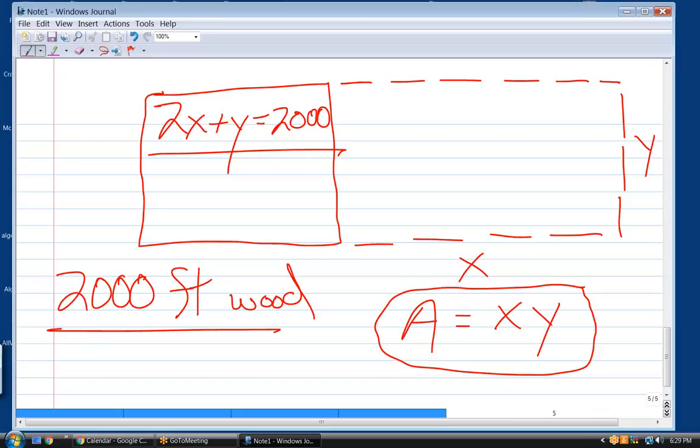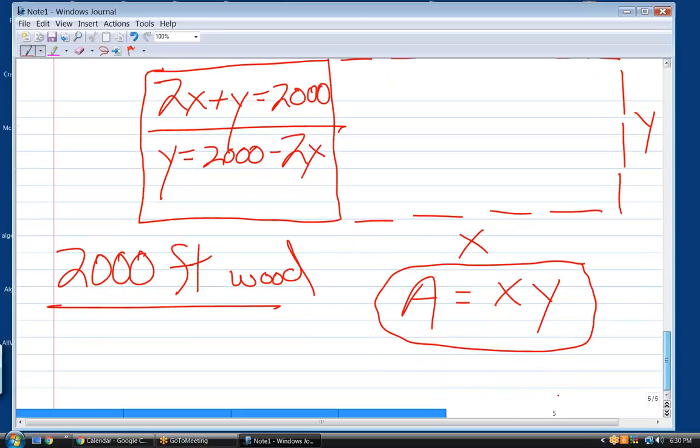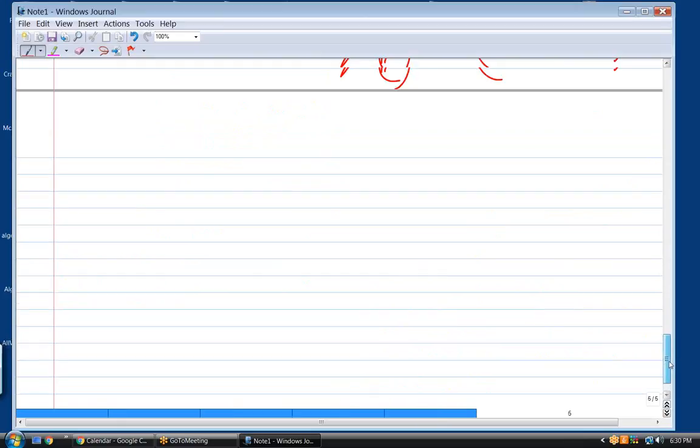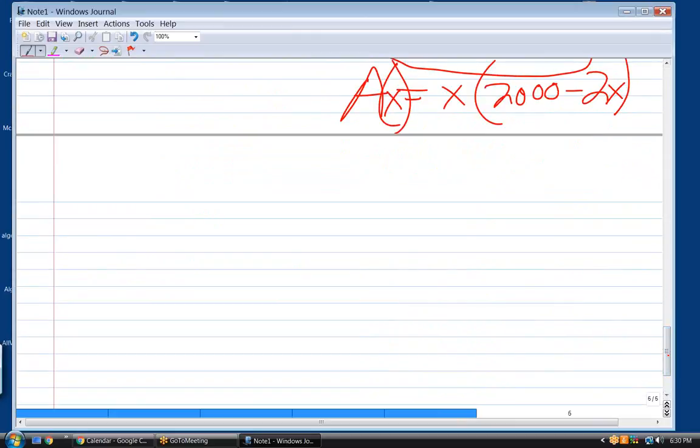Now, this equation here is completely independent from my area equation. And what it does is it allows me to solve for one of the variables. I'm going to solve for y, and then substitute that into my other equation. Now, A is no longer equal to xy. It's equal to x times (2,000 minus 2x). Now I have an area equation that is completely a function of one variable only. Let's solve this.